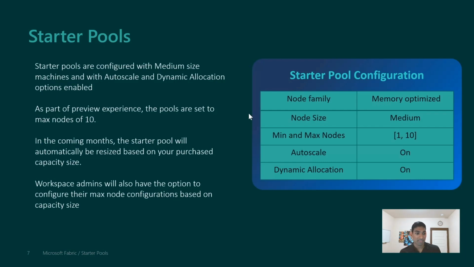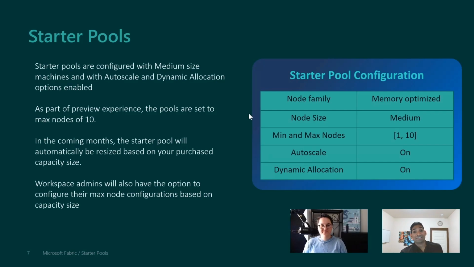Also in the coming months, workspace admins would be able to configure the number of max nodes that they would want to set their starter pools to. They could set it to 2 if they wanted, or they could go all the way up to 100 if they have enough capacity. Now, let me actually walk you through the demo of starter pools and the blazing fast performance that it gives for all of Fabric data engineering and data science workloads.